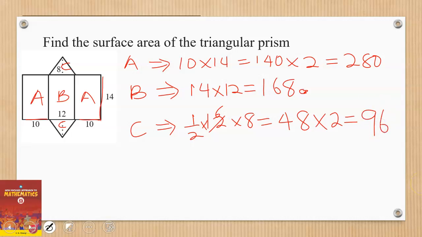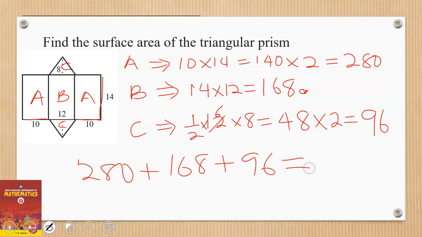So now let's put all the areas together. So we have 280 plus 168 plus 96. Together that will give us a total area. So we have, what, 444, sorry, 544. You say unit or square unit, we can just say square unit, because the unit was not given. So that is how we calculate the surface area of the triangular prism with the net given.